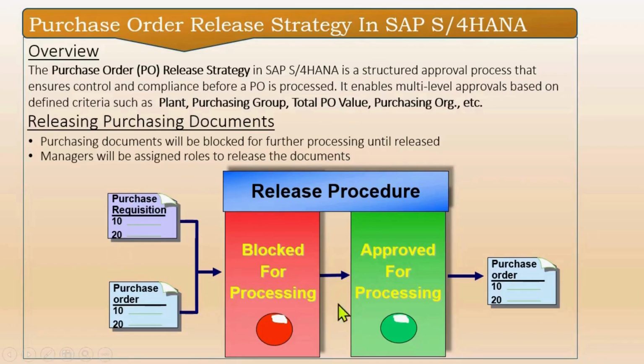This is a sample diagram to have a clear concept of the release procedure. Purchase requisition is also a document where you can apply the release strategy. Purchase order, that's what we are doing now in this session. Purchase order is an external document. Purchase requisition is an internal document. Until they release it, it will be blocked initially. Once the hierarchy approves it at different levels, after the final level approves, it will be released. This is a simple diagram to understand the process. Move on to the next slide.